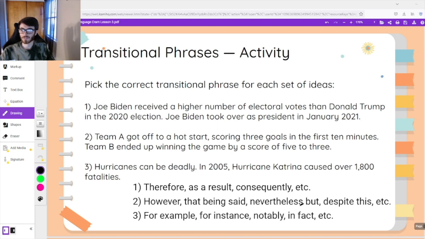If we look at the first one, Joe Biden received a higher number of electoral votes than Donald Trump in the 2020 election. Joe Biden took over as president in January 2021. That's fine. That's grammatically correct. But just adding one word here. Joe Biden received a higher number of electoral votes than Donald Trump in the 2020 election. Therefore, Joe Biden took over as president in January 2021. It's just better, right? It more clearly demonstrates the relationship between those two ideas. So, transitional phrases can be good.